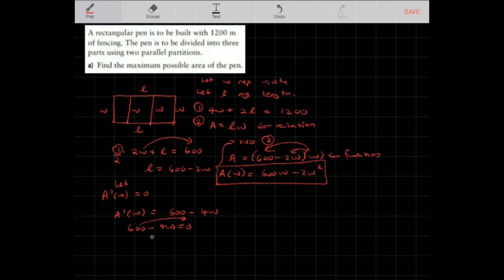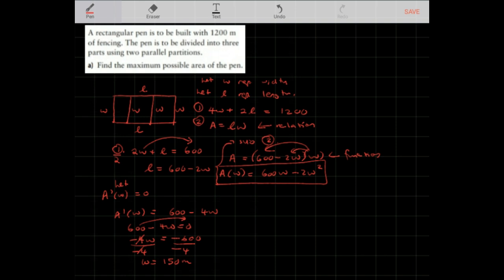I'm going to move the 600 to the other side. Negative 4w is equal to negative 600. And divide by negative 4 on both sides, right? So w is equal to 150. Okay, and in this case it is 150 meters. So now we have w. What that means is that if the width is 150 meters, then we can maximize the area.